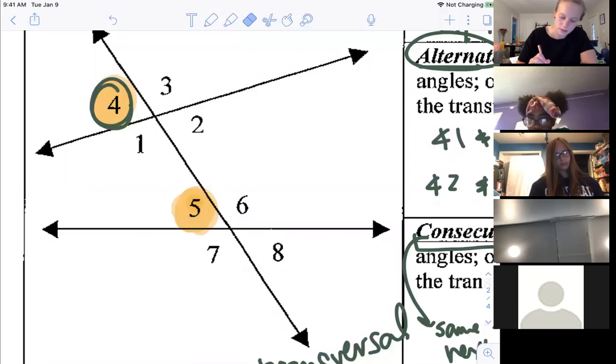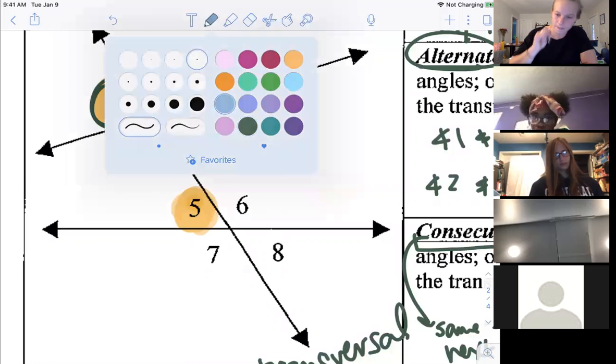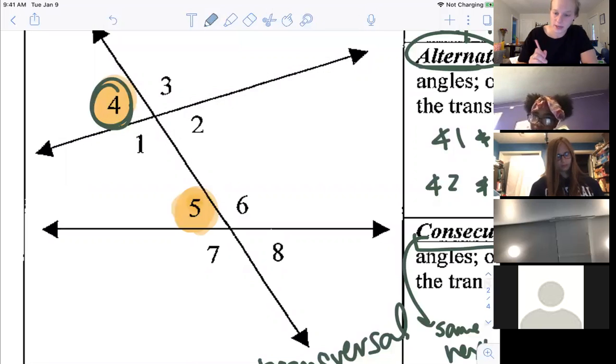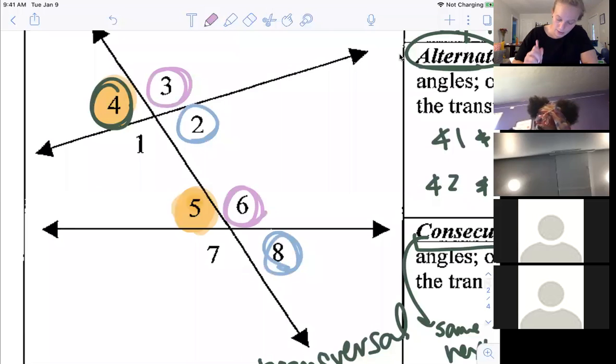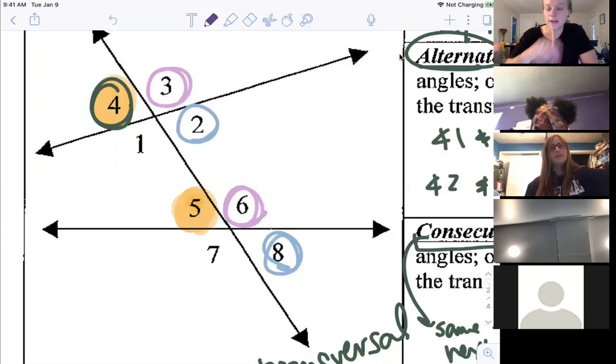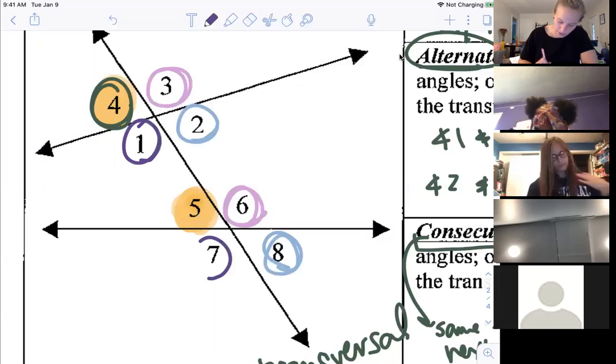2 and 8. 2 and 8. Thank you, Abby. 2 and 8 works. What's another? 3 and 6. 3 and 6. Thank you, Kate. And then what's the last one? 1 and 7. 1 and 7. Thank you, Ella. I heard someone else trying to answer. Awesome. It sounds like a lot of us are understanding this. I do think corresponding is the hardest, but if you remember 1 interior, 1 exterior, then we should be good.